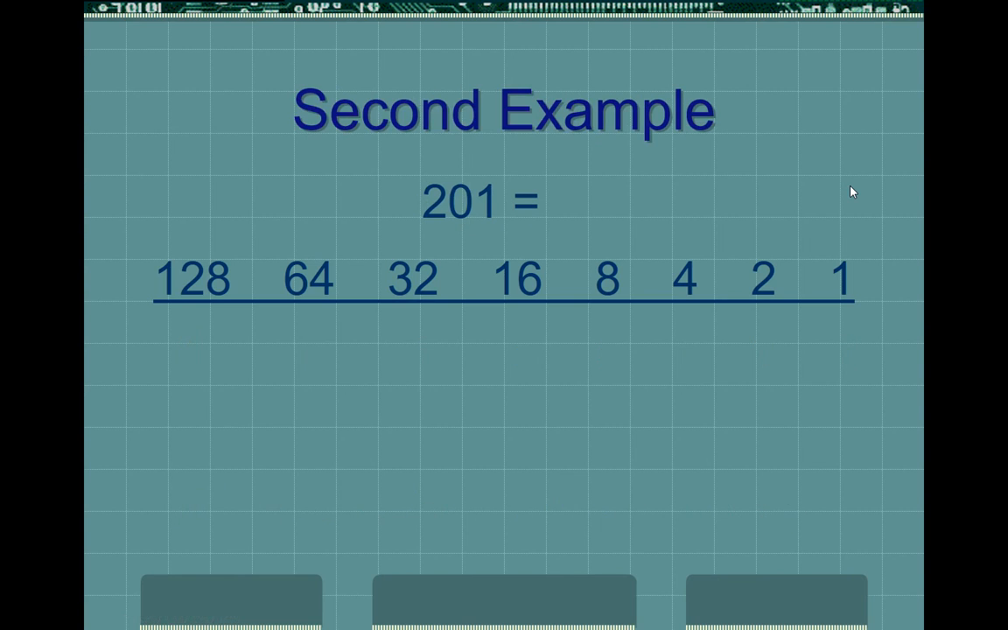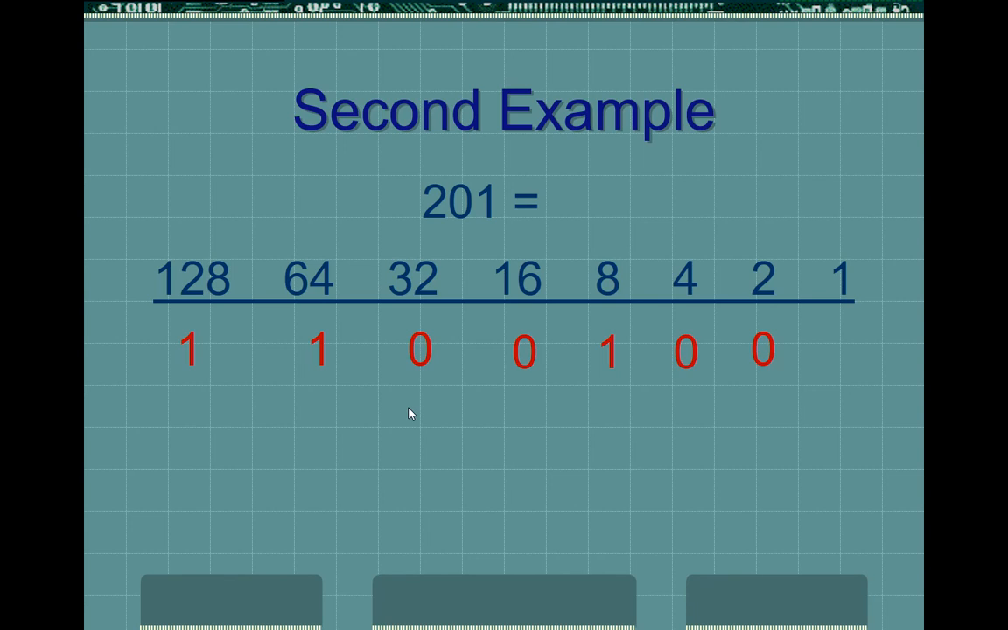Let's do another one. Same process. You start with your 201 and you say, can I subtract 128? Yes, I can. So I'm going to put a 1 there, and I'm going to actually do that on my calculator. My calculator reads 73, so can I subtract the next place value? Yes, I can. And then I actually do it on my calculator. My calculator now says 9. So I can't subtract a 32, I can't subtract a 16, but I can subtract an 8, which brings me down to 1 on my calculator.